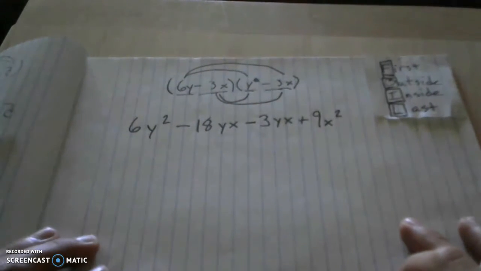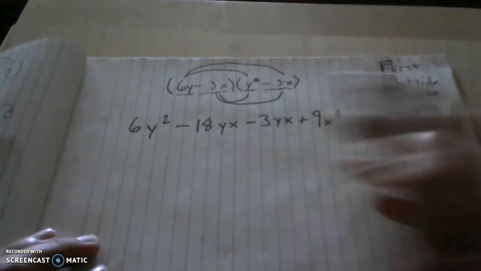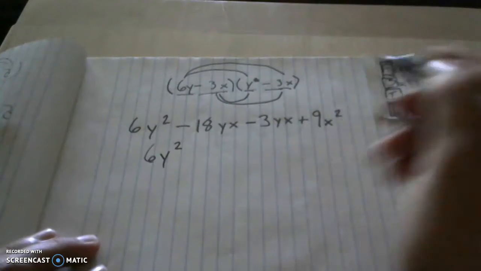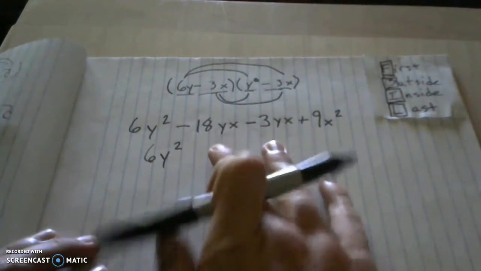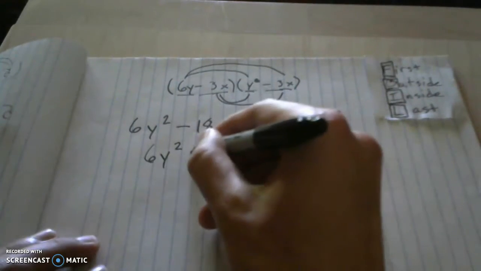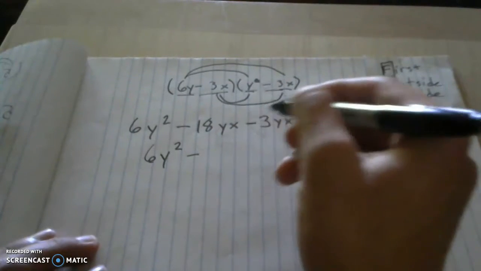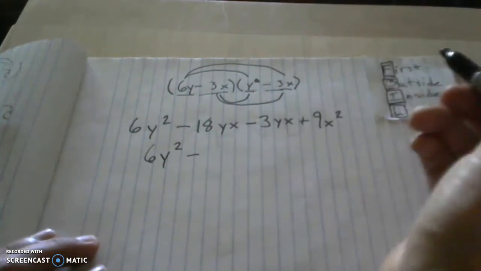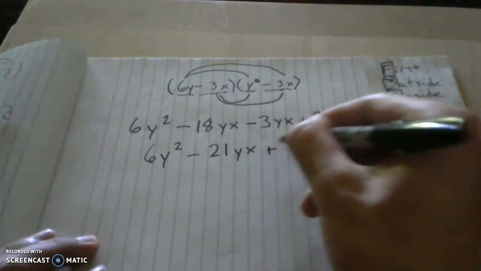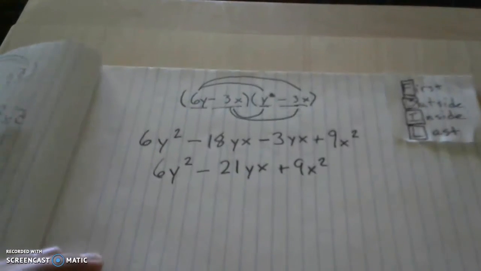And now that we've FOILed it, we're going to simplify. So we have 6y squared, and we can simplify these two terms, the 18 and the 3, to negative 18, 19, 20, and 21, so negative 21yx plus 9x squared. And there you go.